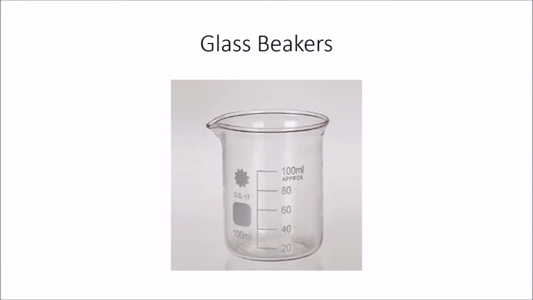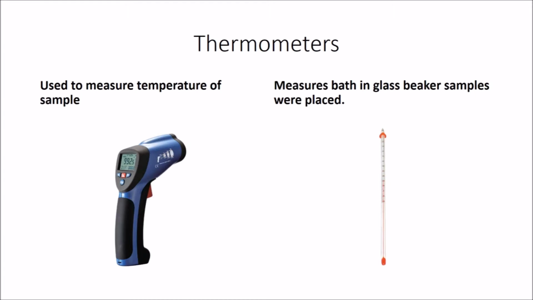Glass beakers are used to hold the solutions that the 7 samples will be sitting in prior to being run on the Charpy impact tester. The infrared thermometer was used to measure the surface temperature of each of the 7 samples just prior to being run on the Charpy impact tester. The thermometer on the right was used in various glass beakers to measure the temperature of the bath solutions that some of the samples sat in prior to being run on the impact tester.